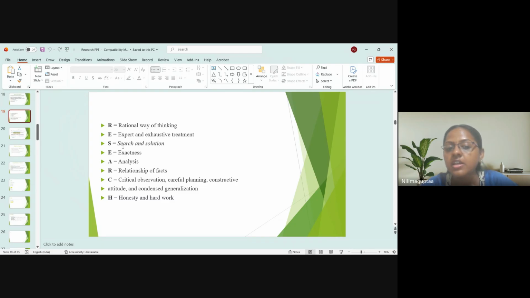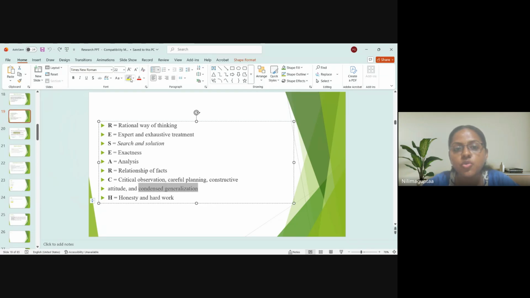The next R is relationship of facts. So whenever I talk about research, it will always be comparing two phenomena. For example, a relation between the height of a person and the size of the shoes. So connecting any two phenomena, and there will be a relation, and then only we will come to a conclusion. That is what research talks about. Then we have C, that is critical observation, careful planning, constructive attitude, and most important, condensed generalization. As I told you, research ends with bringing some solution, and most importantly, certain kind of generalization.